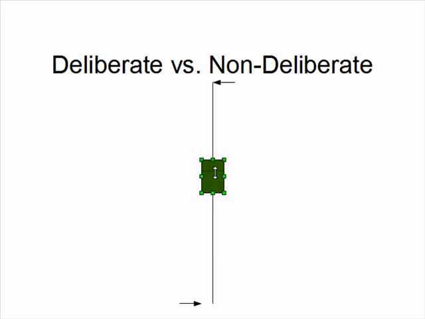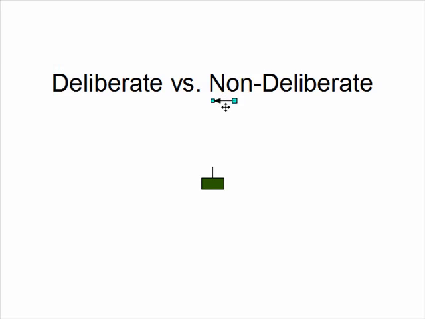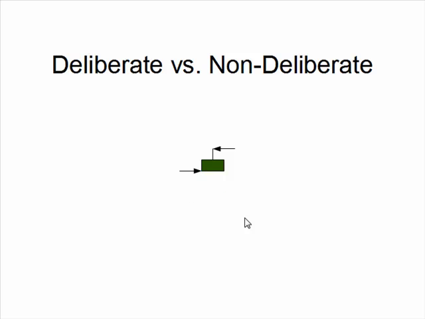Or we could even say a non-deliberate movement is simply the fact that the price has so little movement that it's really not deliberate in its motion. And so now our highs and our lows are real tight.